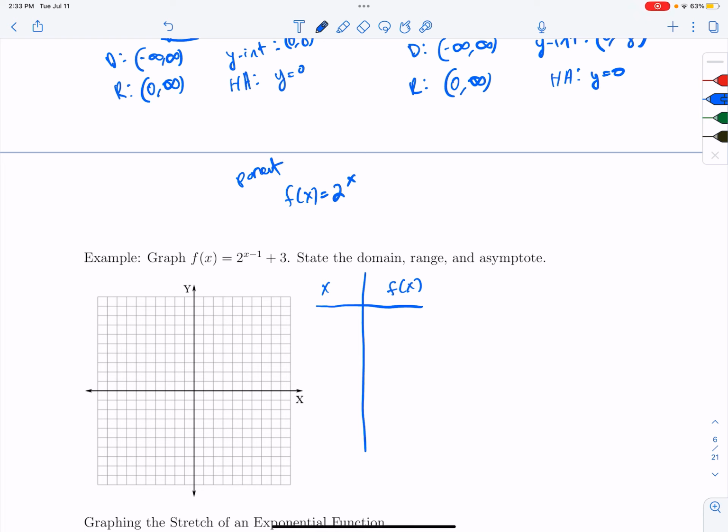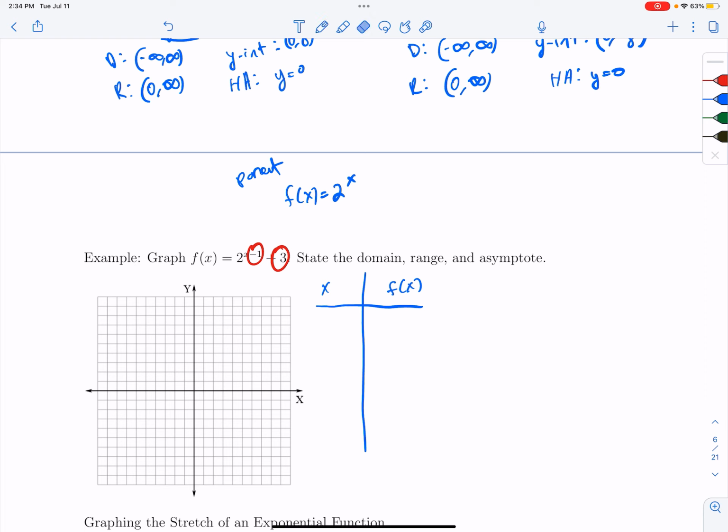That's the parent. Okay, so I guess there's a couple ways we can do this. One, we can just work off of the parent function. The second way would be to make a table of values. And honestly, just looking at the parent function and considering these two transformations is probably going to be the way to go here.